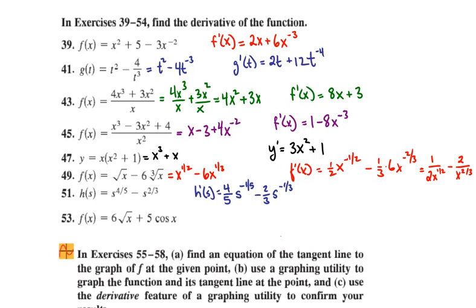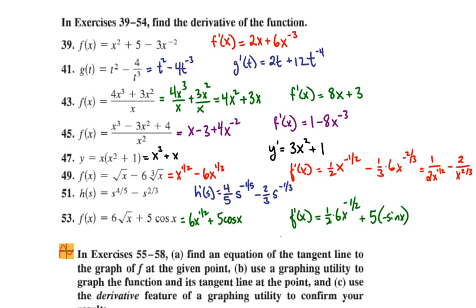Finally, we're going to rewrite 6 square root of x as 6x to the 1/2. Then plus 5 cosine of x, and the derivative of f of x, f prime of x, will be 1/2 times 6 times x to the 1/2 minus 1 is negative 1/2, then plus 5, and the derivative of cosine of x is negative sine of x.